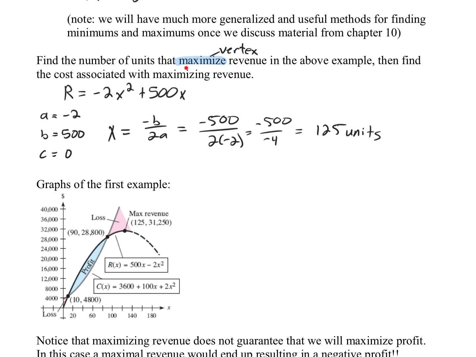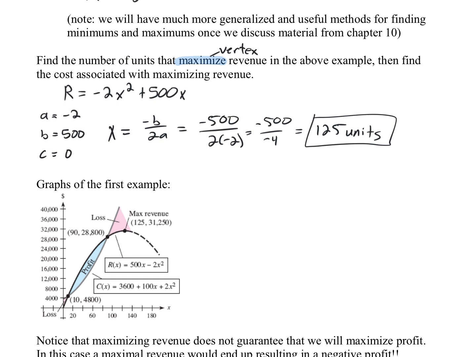So since a vertex corresponds to a maximum or a minimum, it would make sense that we need 125 units in order to maximize the revenue. So let's go ahead and box this in. Now, this is not the maximum revenue. In fact, the question does not ask us to find the maximum revenue. We just needed to find the number of units that will maximize the revenue.